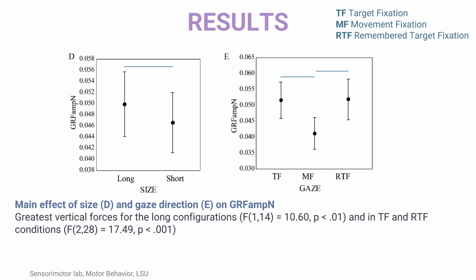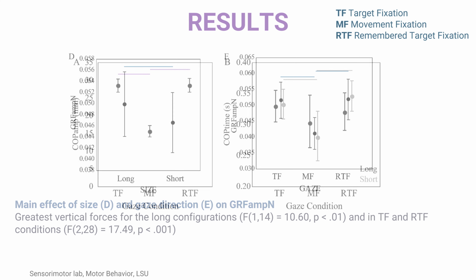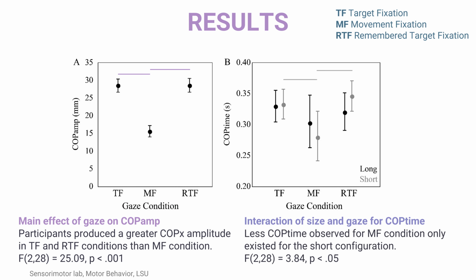The vertical ground reaction force matched the results for peak velocity, suggesting that they produced the least vertical force for the short stimulus and when watching their movement. Step planning differed across gaze conditions. People took less time and often produced smaller postural adjustments when watching their movement in the MF condition compared to the other conditions.